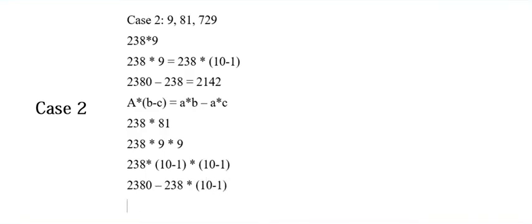Correct? Now what is 2380 minus 238? That will be 2142, we know. 2142 into (10 minus 1) will be how much? 21420 minus 2142. That will give you the answer as 19278. So if you are very good in multiplication at least, this will give you the answer in seconds. That means to say 238 into 81 will give me 19278 as the answer. I hope it's clear.